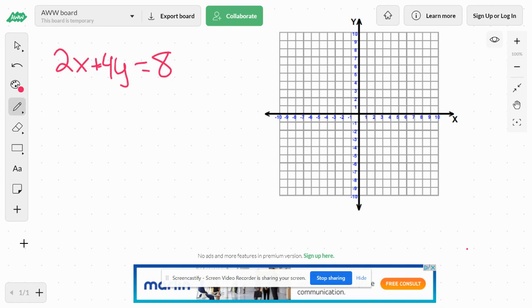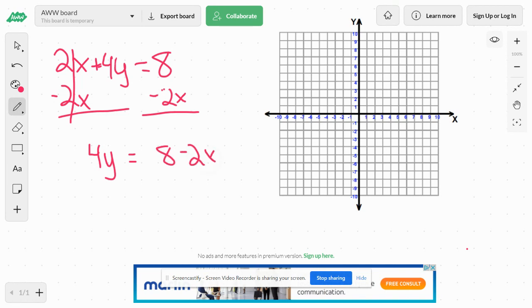So again, not slope-intercept form. Still going to start out like I did last time and subtract 2x on both sides. Cancels over here and leaves me with 4y. And on the right side, I have 8 minus 2x. Now, still not slope-intercept form because y is not alone. That is not y equals mx plus b. There's a 4 with that y.